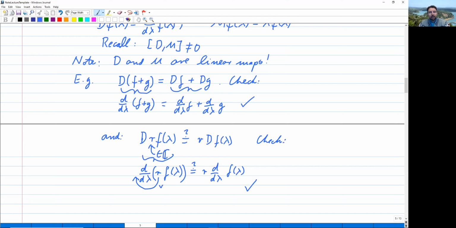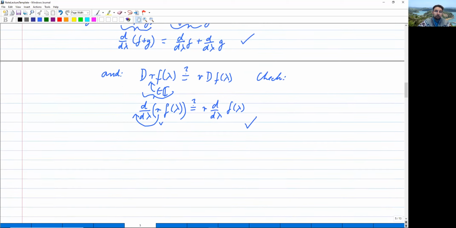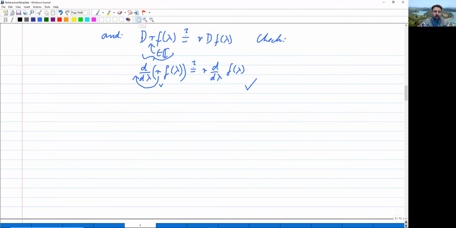D is a linear map, and it maps functions into functions in a linear way. Now remember that functions form a vector space, because you can add two functions, you get a function. You can multiply a function with a number, you get a function. So function spaces are vector spaces, and the differential operator is a linear map. And as I said, I leave it to you to show in the exercises that M, the multiplication with lambda, is also a linear operator.